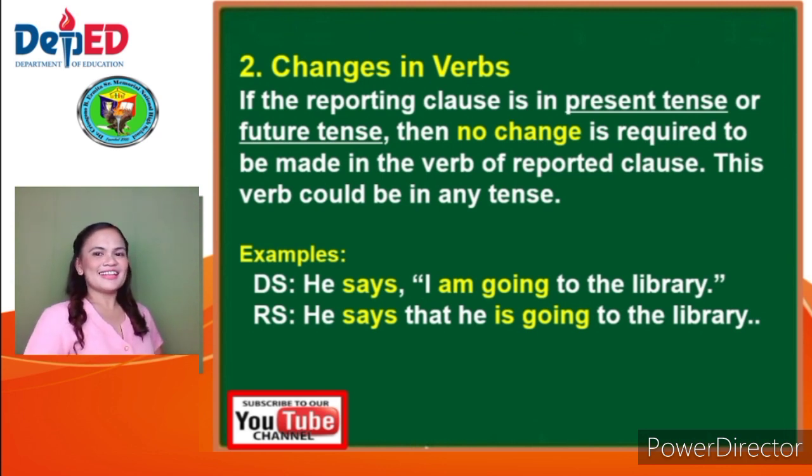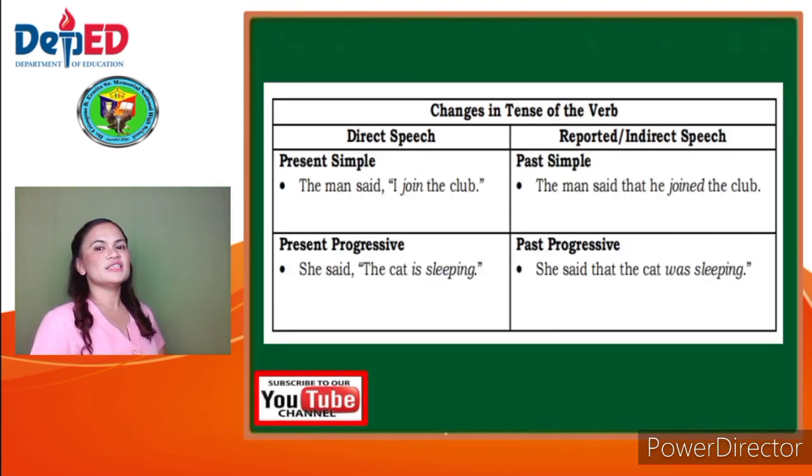To make it clear, take a look at the table. The table shows examples of direct speech transformed to reported or indirect speech and the changes that happen to the tenses of the verb. Changes in tense of the verb. Direct speech, present simple: The man said, "I join the club." Reported speech, past simple: The man said that he joined the club. Present progressive: She said, "The cat is sleepy." Past progressive: She said that the cat was sleepy.